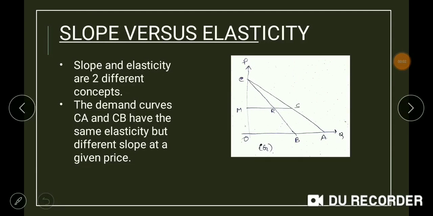Next, we clarify some important issues related to the concept of elasticity. First, we need to understand that the slope and elasticity are not the same thing. The slope of a demand curve is the ratio of the change in price to the change in quantity between 2 points on the curve. Whereas the price elasticity of demand is the ratio of the percentage change in quantity demanded to the percentage change in price. So slope and elasticity are two very different concepts. In the adjacent figure below, we see that the demand curves CA and CB have the same elasticity but different slope at a given price.